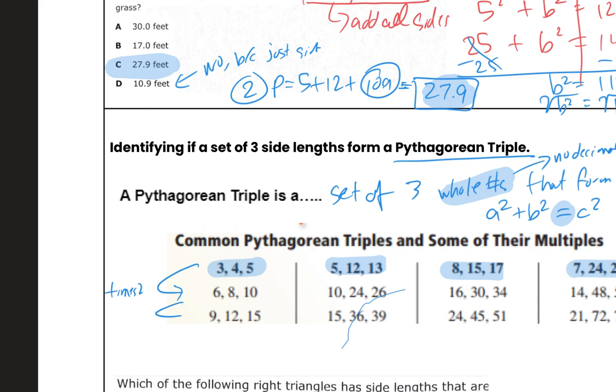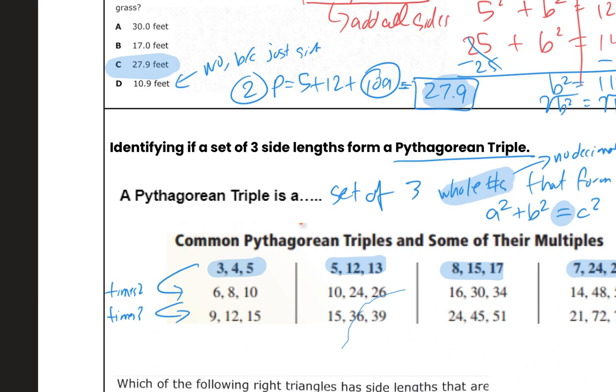If there was times 3, it would be 3 times 3 is 9, 4 times 3 is 12, 5 times 3 is 15. Same with these right over here, right? 5 times 2 is 10. 12 times 2 is 24. 13 times 2 is that, right? 5 times 3, 12 times 3, 13 times 3, right? And so that's what Pythagorean triples are. Okay, all these are whole numbers, so they have to be whole numbers, not decimals.